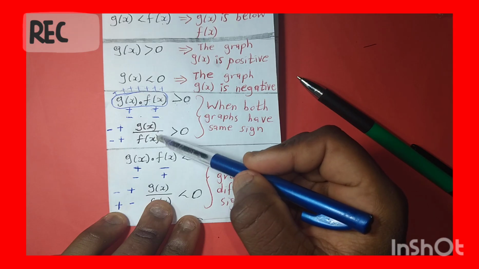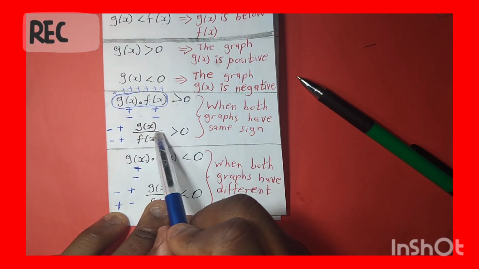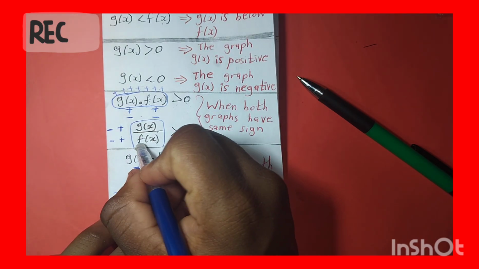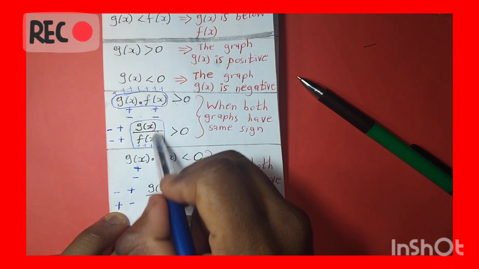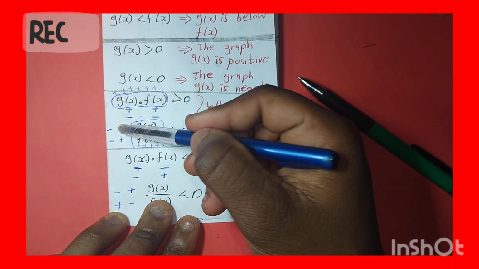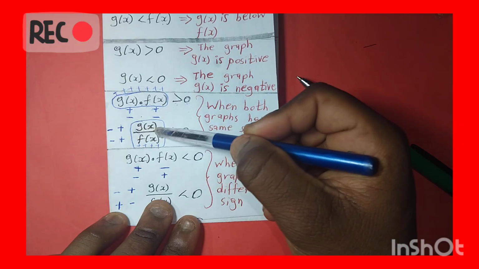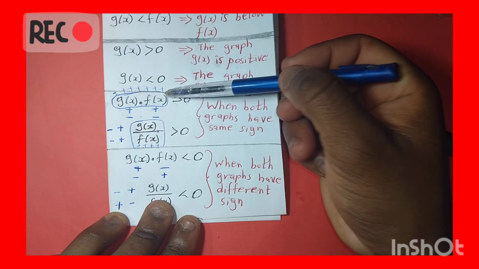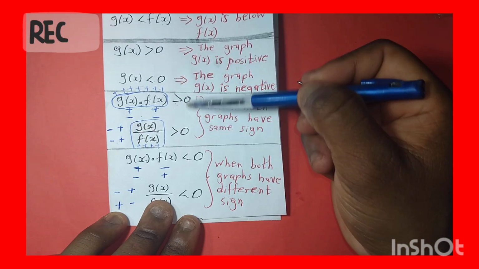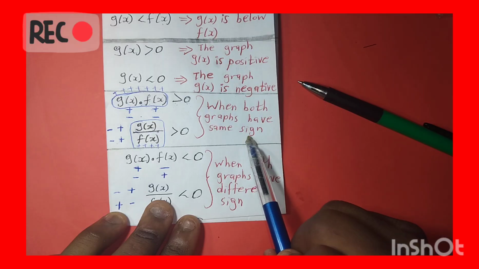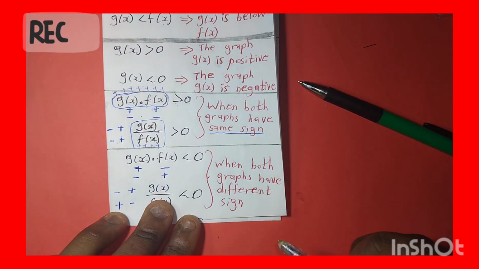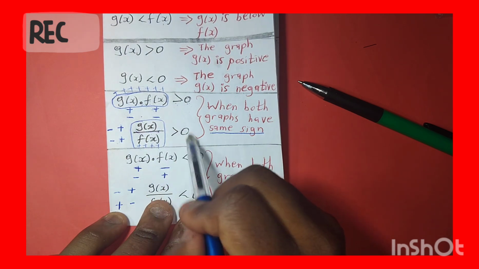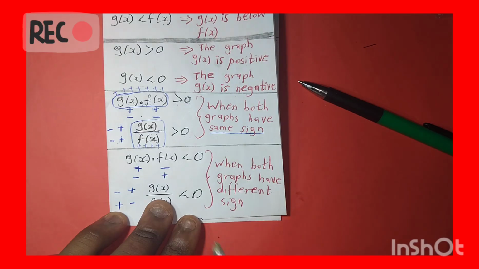Or they can express it like this: they can say divide. When you divide and it is greater than 0, it means that it's positive. And in order for it to be positive when we divide, we should have the same sign, because when we divide the same sign, we get positive. So guys, when you see something like this and it's greater than 0, it means that both of those two graphs should have the same sign. So if we multiply or divide two graphs and they are greater than 0, they have the same sign.